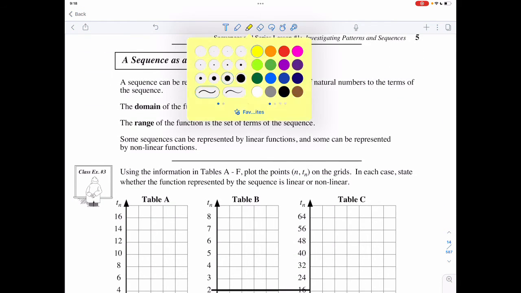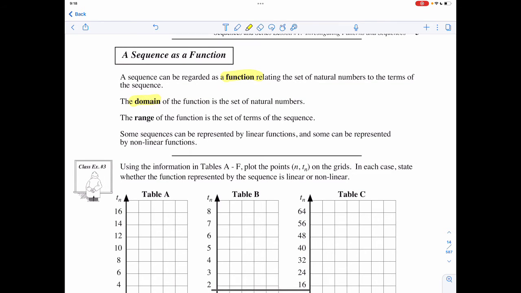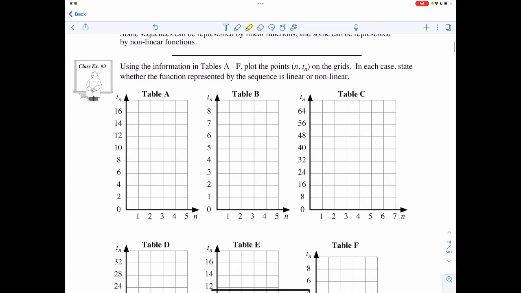If we show the sequence as a function on a table relating the terms to their term position or term number, the domain is always going to be the natural numbers, and the range is going to be the set of terms of the sequence. So my domain is always going to be 1, 2, 3, 4, 5, however many terms there are that exist, and it could keep going. My range is just going to fit into whatever those actual numbers would be.